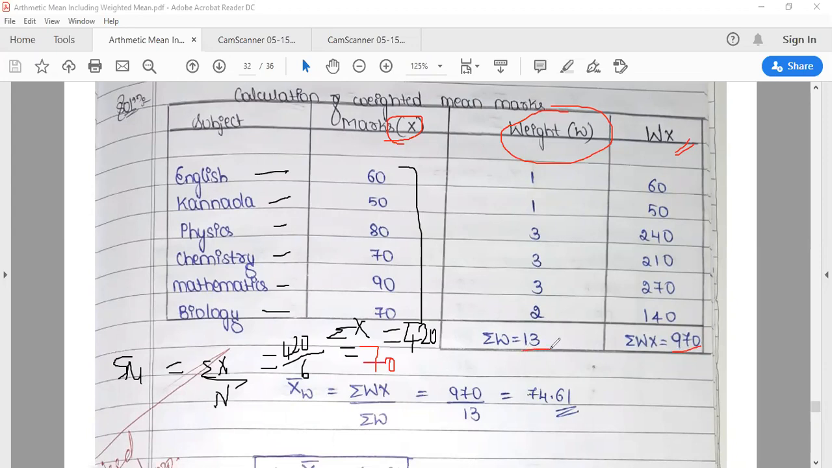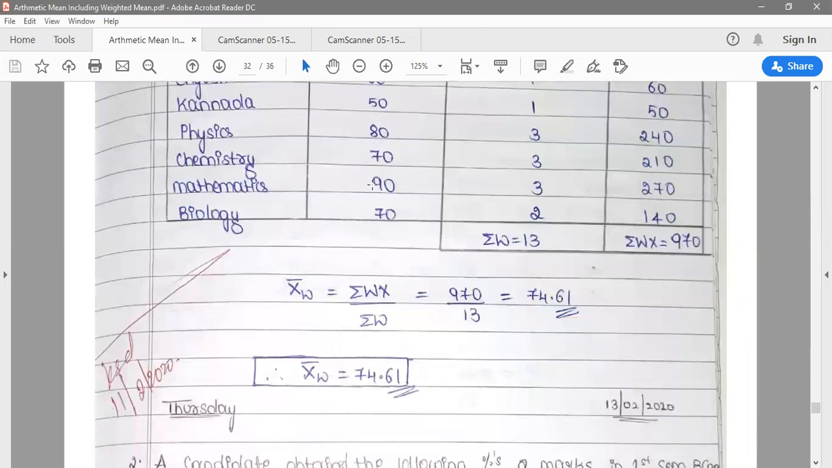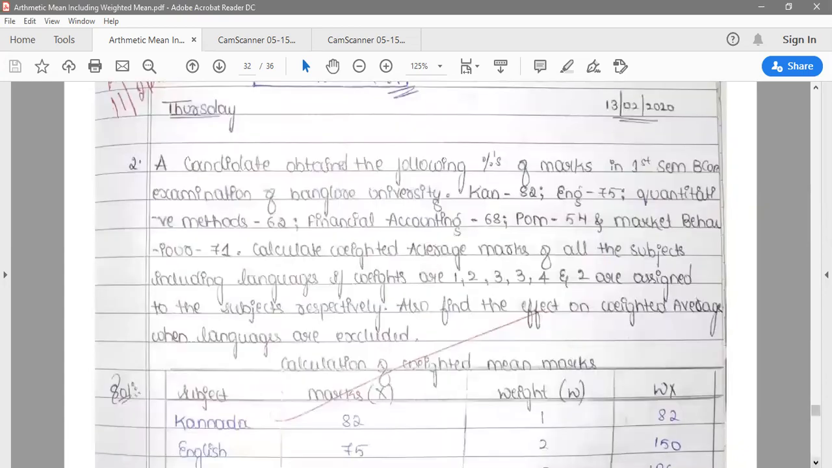Again I'm repeating, don't confuse simple mean with weighted mean. Simple mean is different, weighted mean is different. So 970 by 13, your weighted mean is 74.91. That is the weighted mean or weighted arithmetic mean. Clear? This will be the simple mean and weighted mean. We have solved simple mean and weighted mean problems also. So that was one problem.